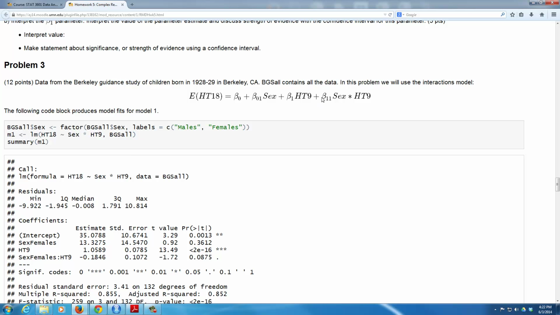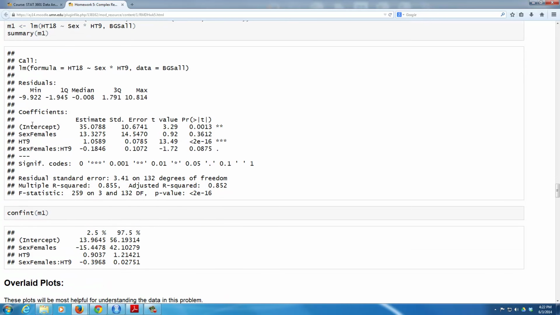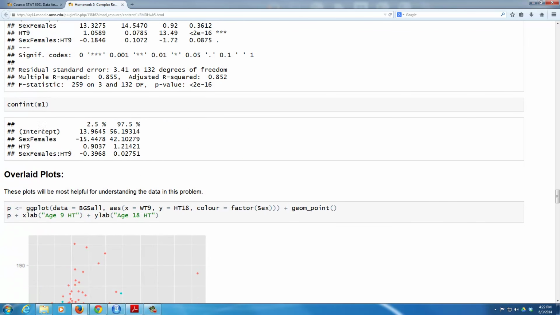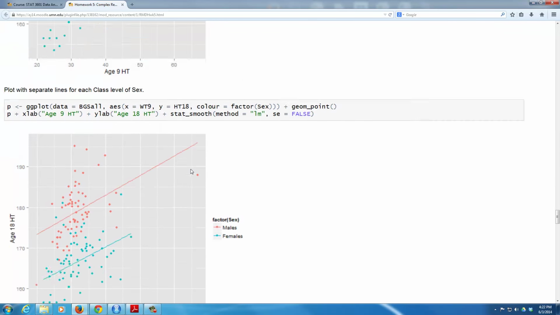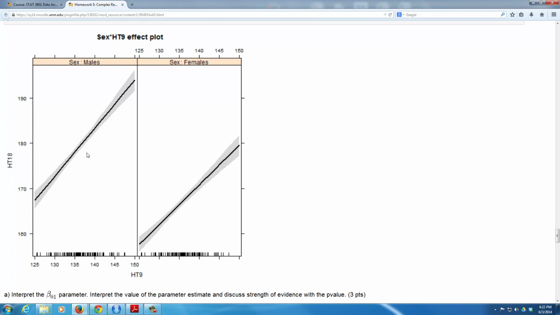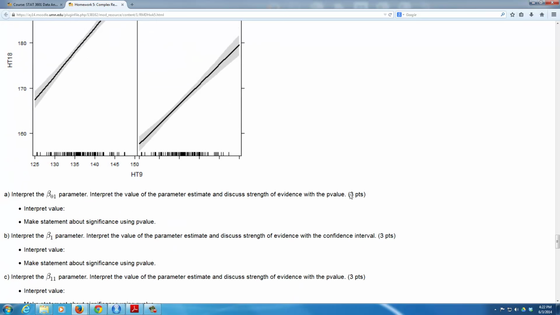This is going to be the change in slope going from males to females, and this is going to be the change in intercept going from the male intercept to the combined one, which is male and female intercept. And here you get the estimated coefficients from that model and confidence intervals for those coefficients. Let's see what questions we have. Here are the effect plots. Effect between height and height for males, height and height for females.